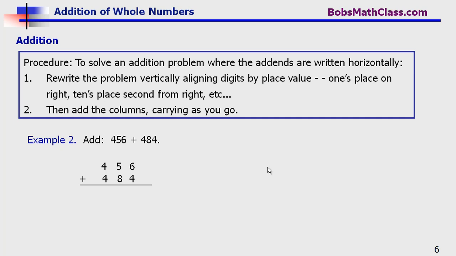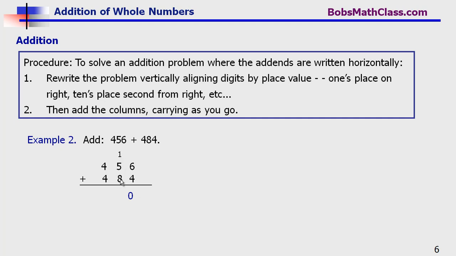We'll start with addition. To solve an addition problem where the addends are written horizontally, so like in our example, see these numbers, they're written horizontally. We want to rewrite the problem vertically, aligning the digits by place value. So the ones place is on the right, so here's our ones place, our tens, our hundreds. Then add the columns, carrying as you go. So 6 and 4 is 10. So a 1 up here, 0 down below.